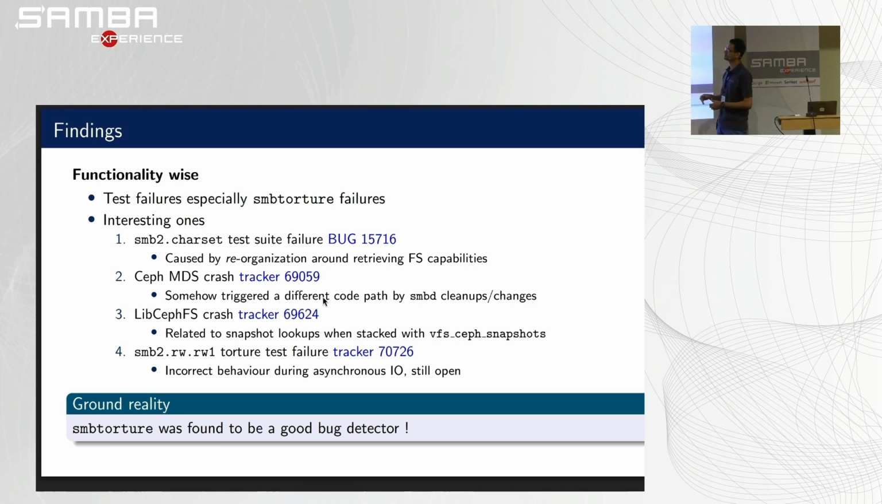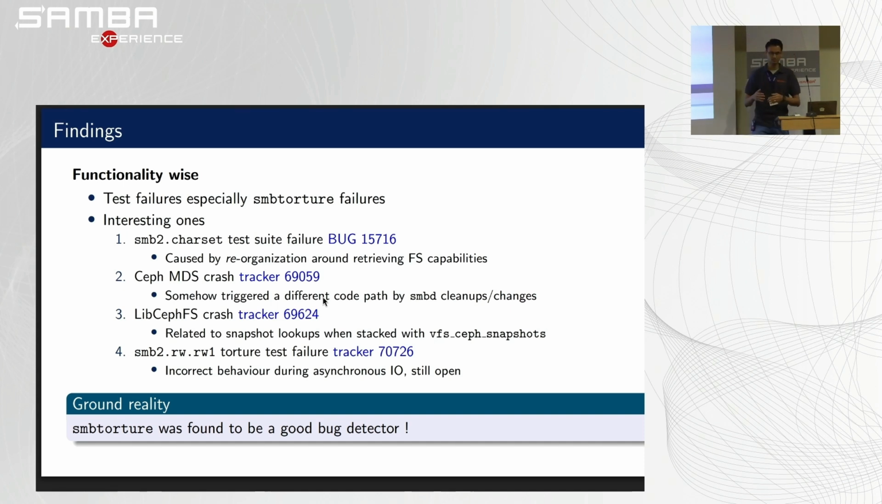We had a particular failure with the SMB2 charset test suite. This was caused by a reorganization around retrieving the FS capabilities within Samba. I made some changes and some reorganization, and we could fix it from there. And we detected a Ceph MDS side crash. This was triggered by some code path.